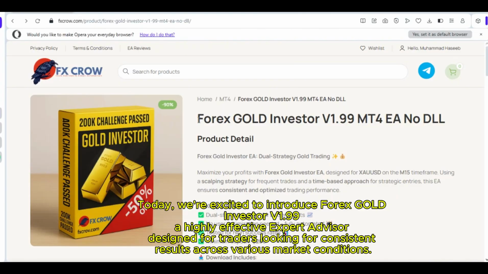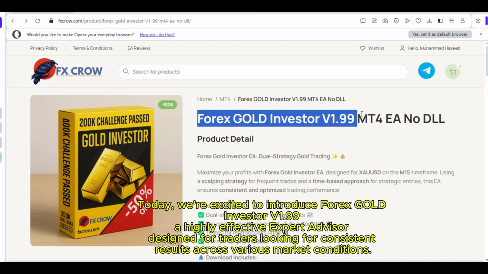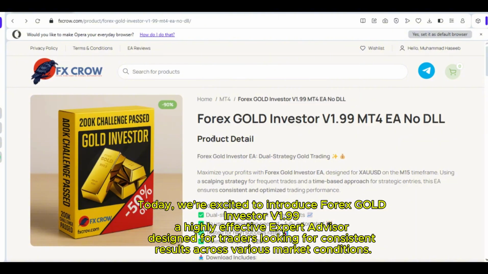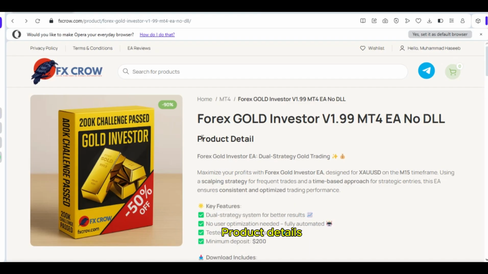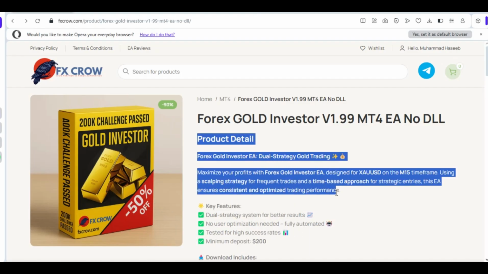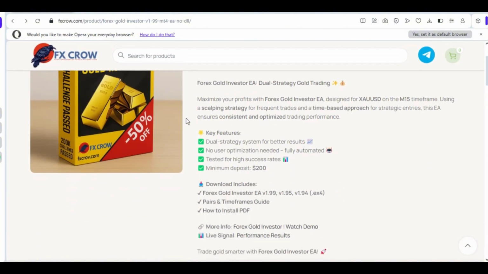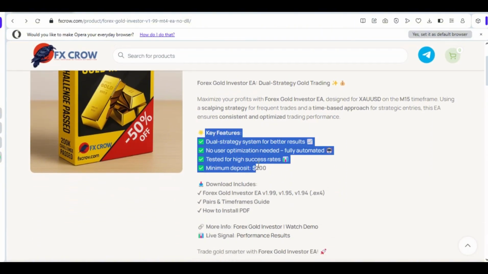Today, we're excited to introduce Forex DLL Investor V1.99, a highly effective expert advisor. Designed for traders looking for consistent results across various market conditions. Product details. Key features.